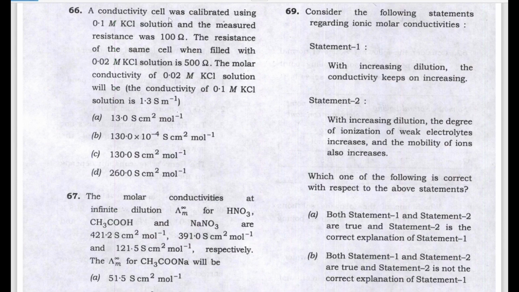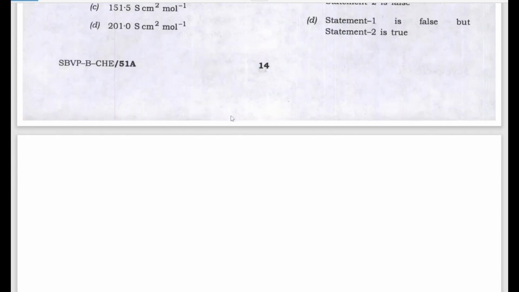In the next question, a conductivity cell was calibrated using 0.1 molar KCl solution and the measured resistance was 100 ohm. The resistance of the same cell when filled with 0.02 molar KCl is 500 ohm. We have to find the molar conductivity of 0.02 molar KCl. The conductivity of 0.1 molar KCl is provided, this is a specific conductivity, okay, specific conductance. So in this case, we have to find the molar conductivity of the solution.